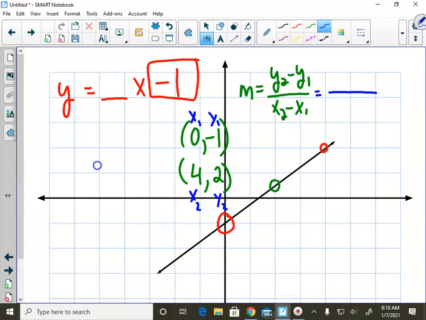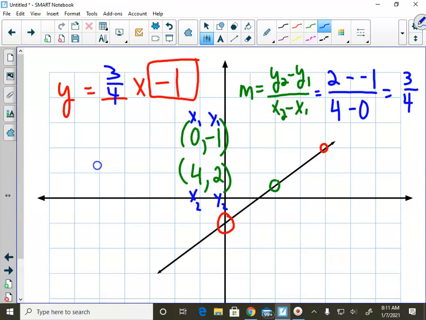Okay, so our y2 is 2. And our y1 is negative 1. Our x2 is 4. And our x1 is 0. So 2 minus negative 1 is 3. 4 minus 0 is 4. So our slope here is 3/4.